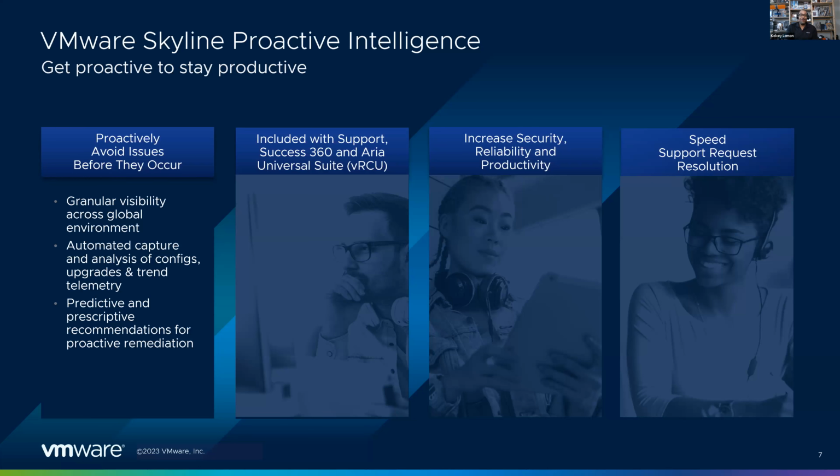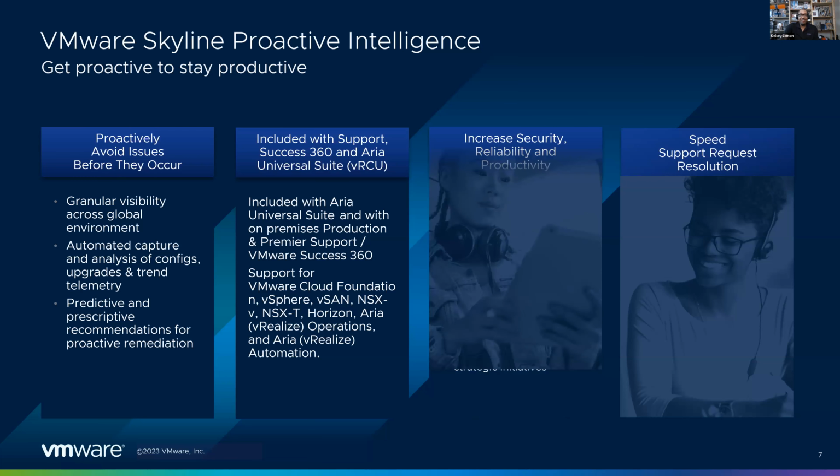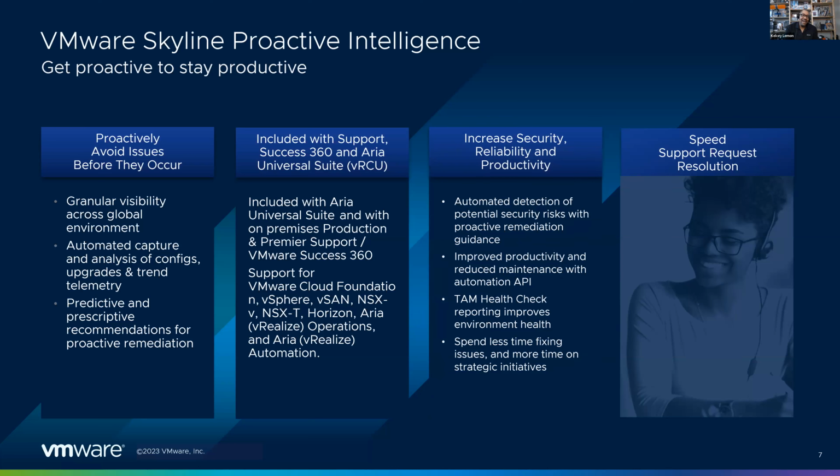So you don't even have the problem in the first place. But the best part about Skyline Advisor is that it's actually available at no additional cost with your active Production Premier Support contracts. And it's also included with Success 360 as well as VMware Universal Suite subscriptions. And Skyline, as you can see, supports a large variety of products here. And one of the things about Skyline is its automated detection and proactive remediation guidance. It actually helps you strengthen your environments.